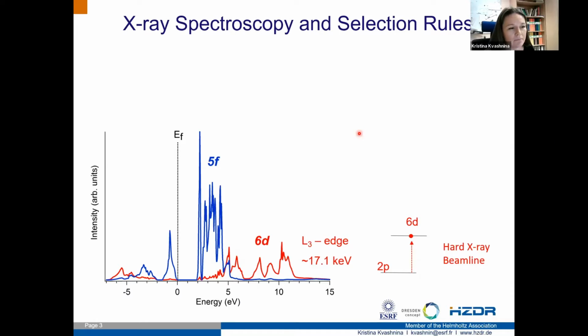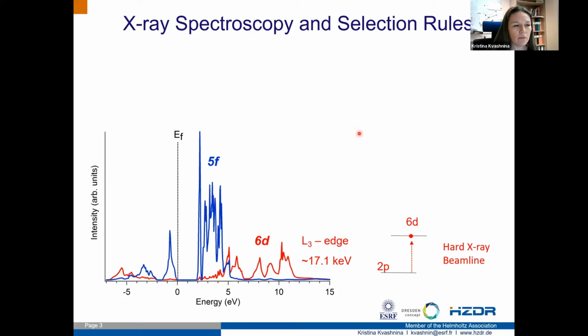And there is, of course, a really good reason for that. The L3 transition is situated in the hard X-ray range, meaning that you need to use hard X-ray beamlines, but hard X-rays have a big penetration depth. So you don't really have to worry about how you confine your actinide material. The X-rays penetrate through it, and the materials can be studied by spectroscopy.